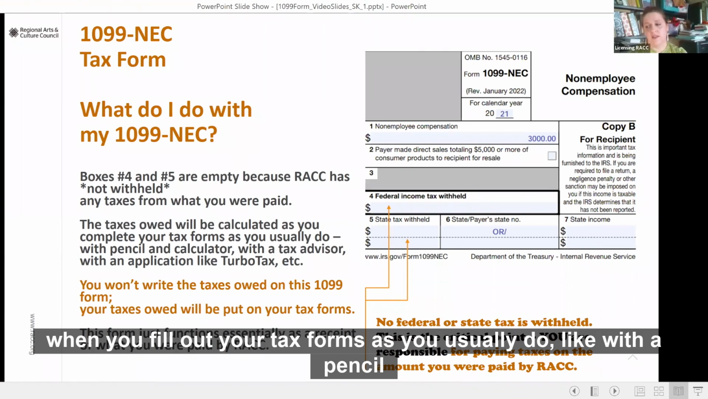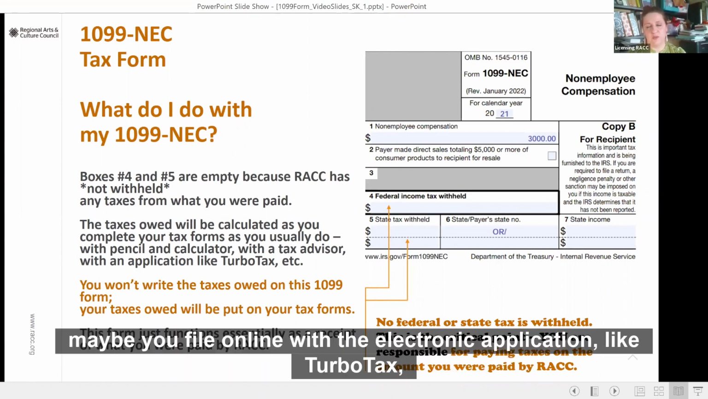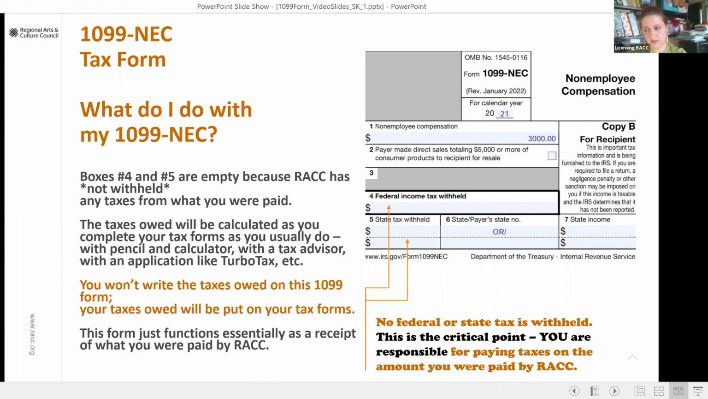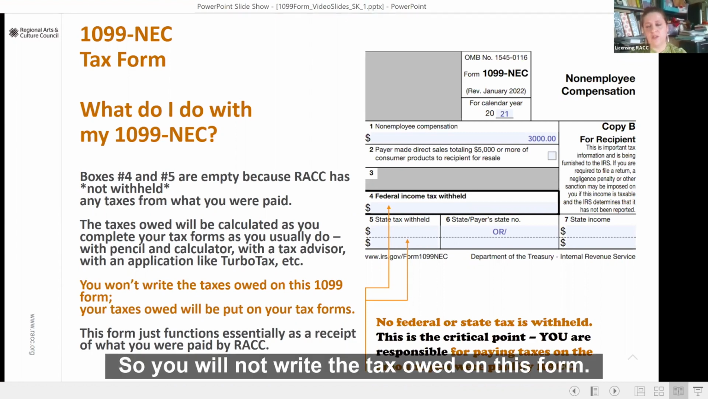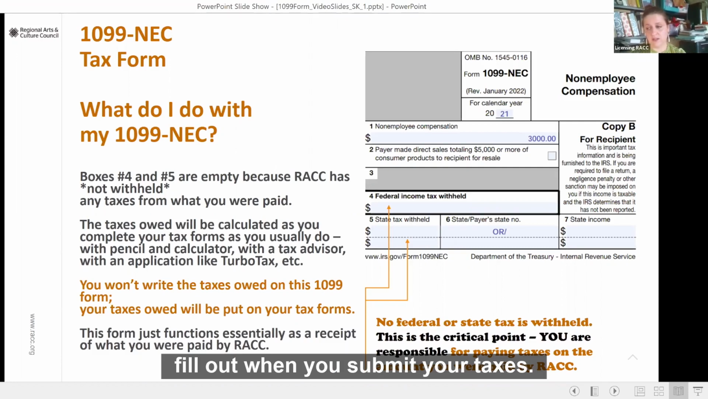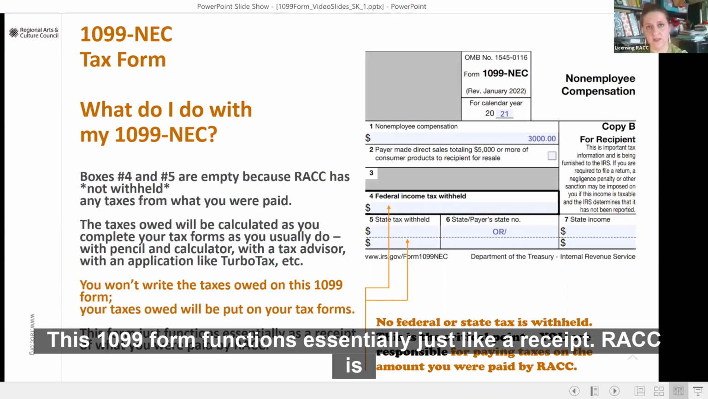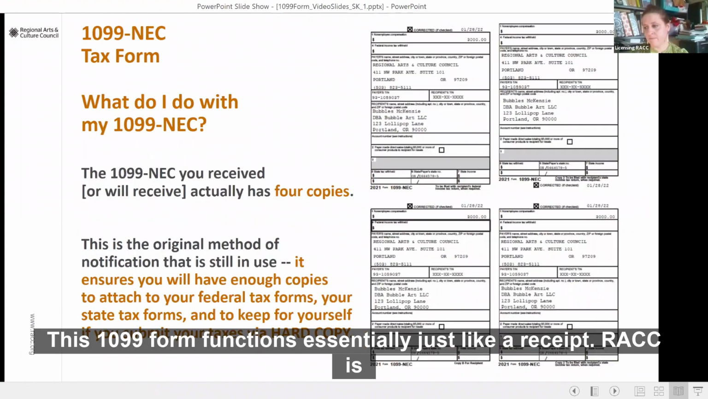The taxes owed on your payment will be calculated when you fill out your tax forms, as you usually do, like with a pencil and calculator, with a tax advisor. Maybe you file online with an electronic application like TurboTax, etc. So you will not write the tax owed on this form. You will instead write those calculations on the tax forms that you fill out when you submit your taxes. So again, this 1099 form functions essentially just like a receipt.